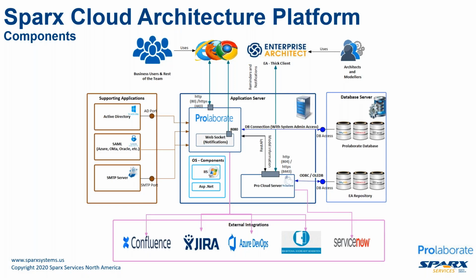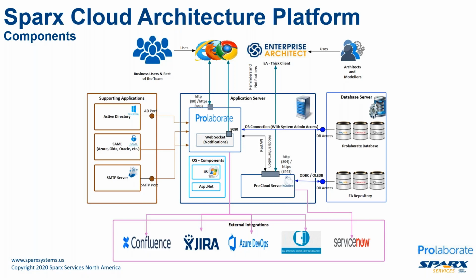You connect to those either through the AppStream client or through desktop clients. We can do that through things like Active Directory, SAML integration to help provide that unified login and administrative experience. This is the core platform here. Up at the top, you've got the architects and modelers that create, update, change your models. You also have business users leveraging the Prolaborate interface that have access to the content as well in a user-friendly way.